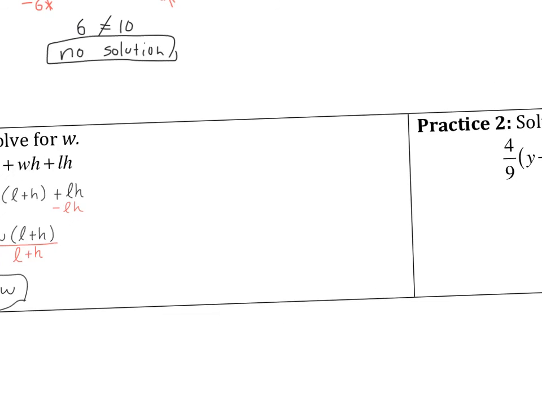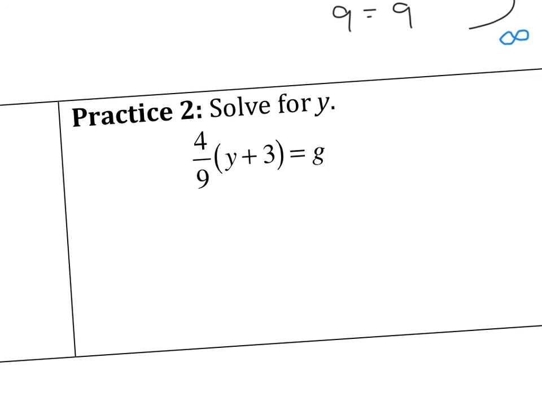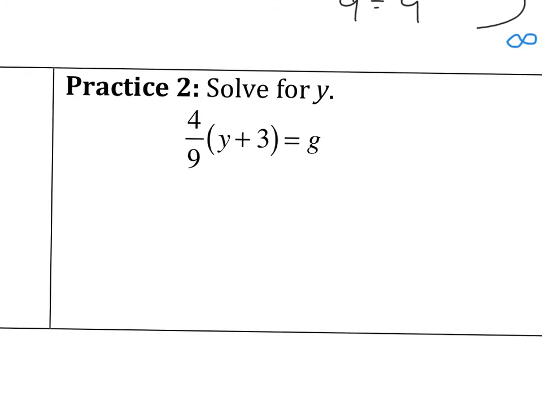So this one was a quick, complicated problem that we did, but I want you to practice now the next one over there. So go ahead and practice. How do you get y by itself here?